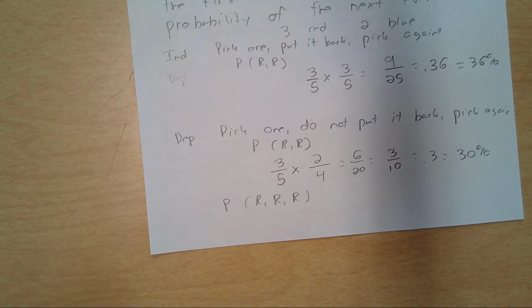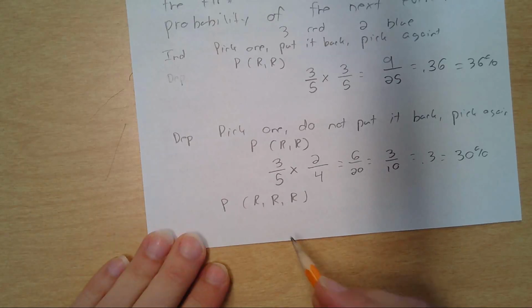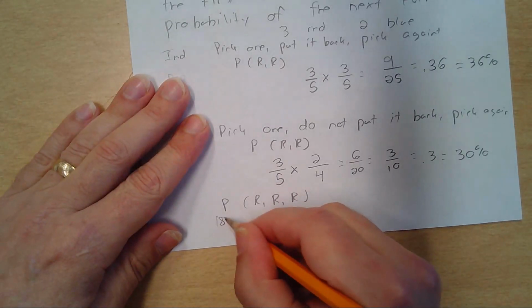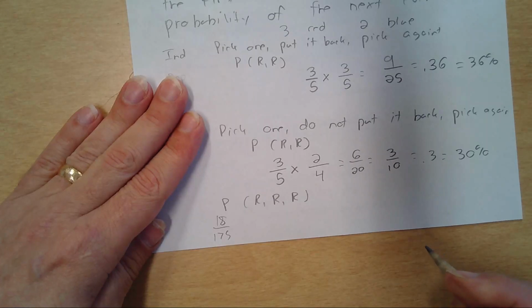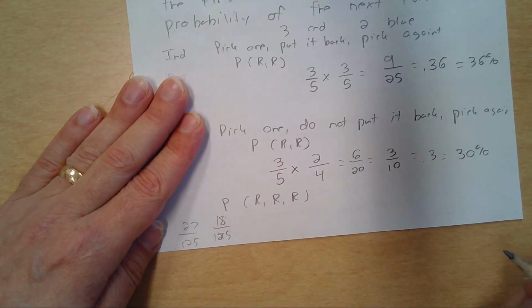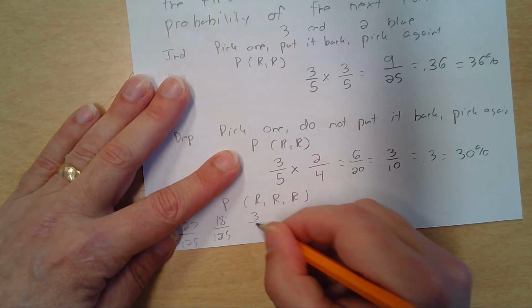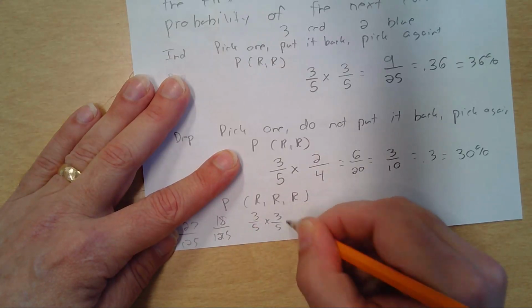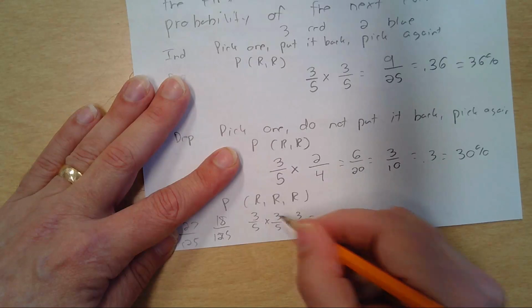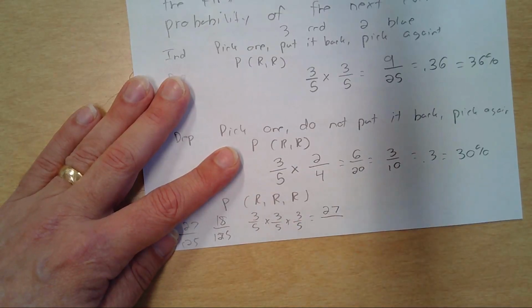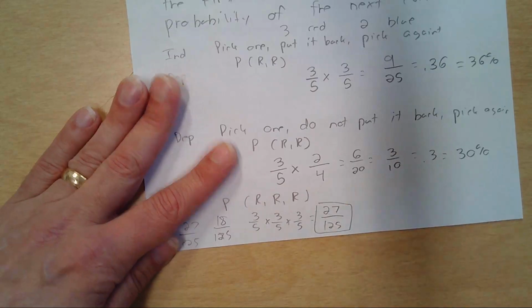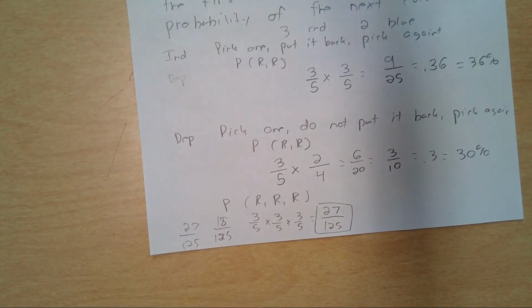So, anyway, what do you guys think? What's the independent probability of red, red, red? 27 over 125? Yep. So I'd have 3/5 times 3/5 times 3/5. So 3 times 3 is 9. 9 times 3 is 27. 5 times 5 is 25. Times 5 is 125. So 27 over 125 it would be.